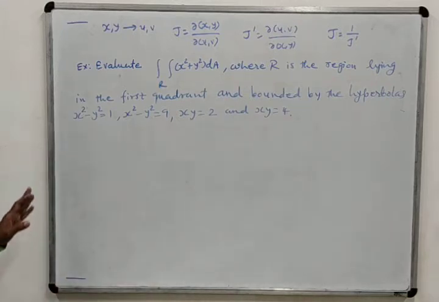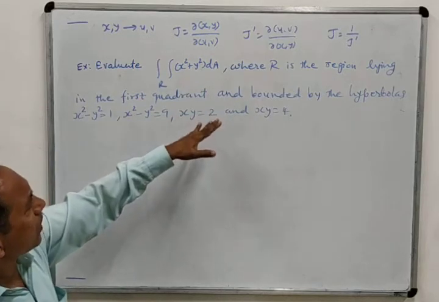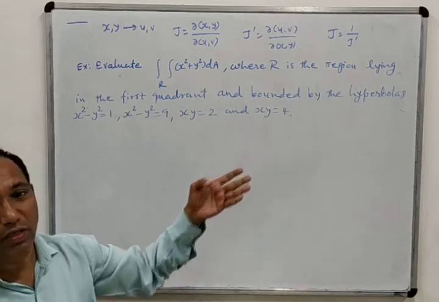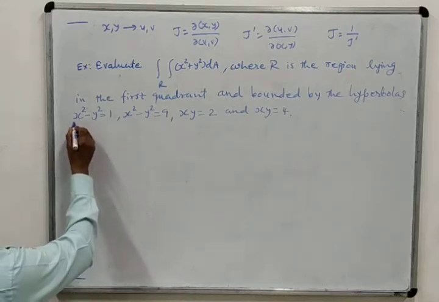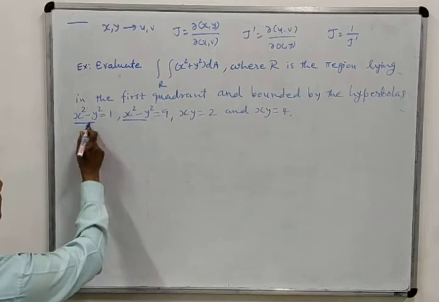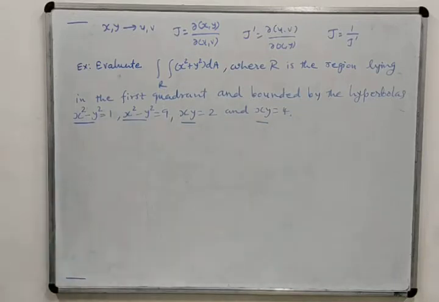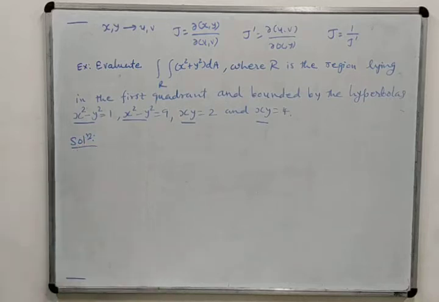Here you can see that we are given the double integration, but looking at the region, these are hyperbolas, and hyperbolas are difficult to draw, so it is very difficult to determine the limits. Looking at the equations of the boundaries, we can see that two equations have symmetry in terms of x square minus y square, and the other two have symmetry in terms of x into y. So here we will solve this problem by using change of variables.